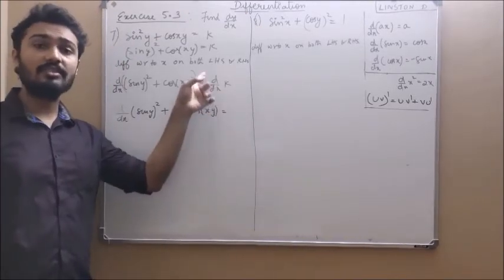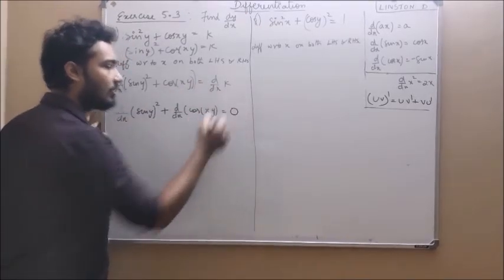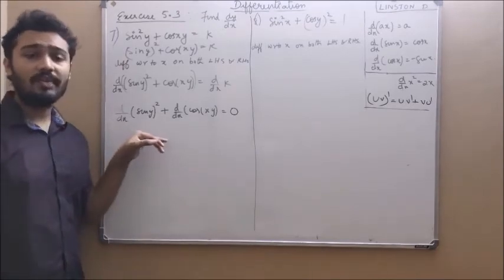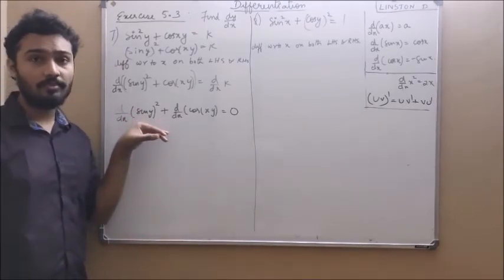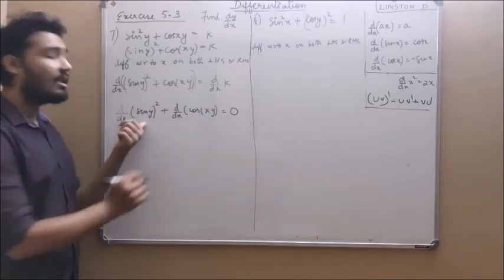K is a constant. Differentiation of a constant is 0. So this is 0. Now here we are differentiating sin y the whole square. Here we have to apply the chain rule. Why? Here there are how many functions?